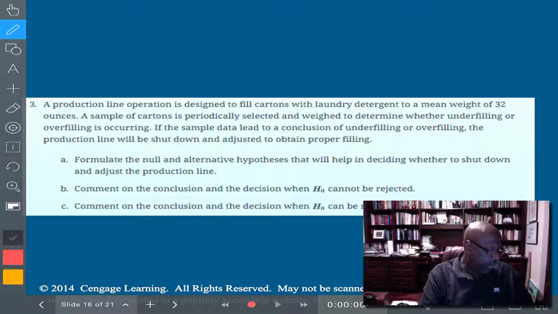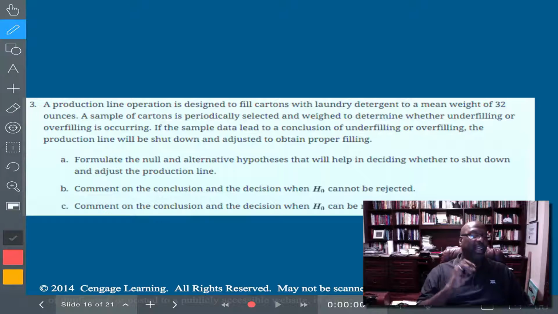So here we go. Here's another one for you to test. This is for you to test for yourself now. A production operation is designed to fill cartons with laundry detergent to a mean of 32 ounces. A sample of cartons is periodically selected and weighed to determine whether underfilling or overfilling is occurring. If the sample data lead to a conclusion of underfilling or overfilling, the production line will be shut down.